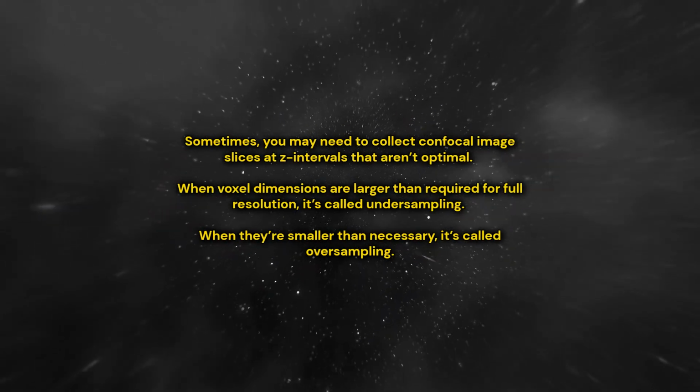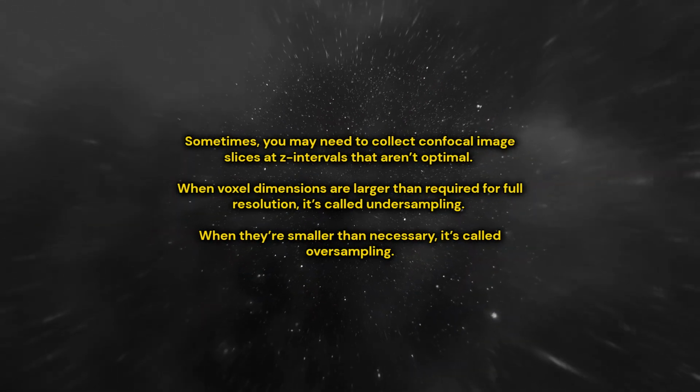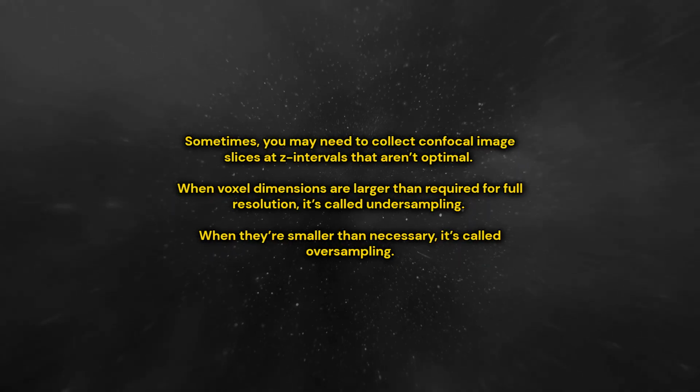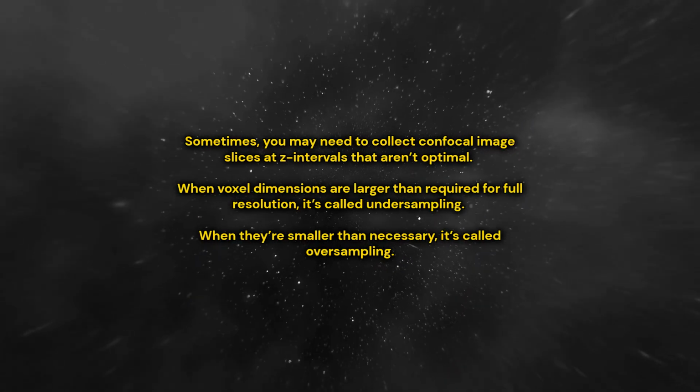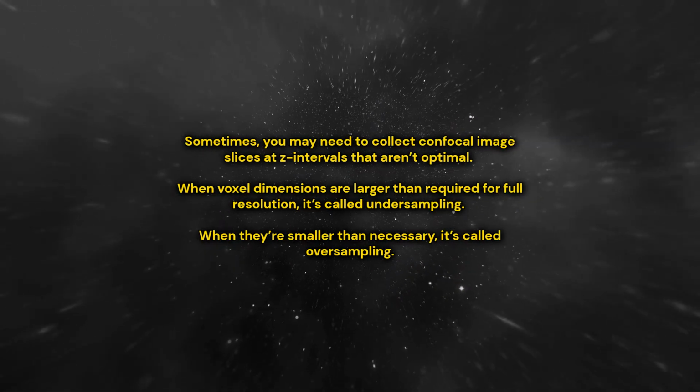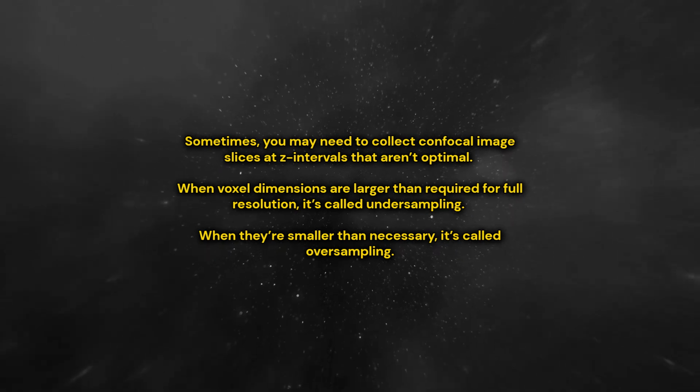Sometimes, you may need to collect confocal image slices at Z intervals that aren't optimal. When voxel dimensions are larger than required for full resolution, it's called undersampling. When they're smaller than necessary, it's called oversampling.